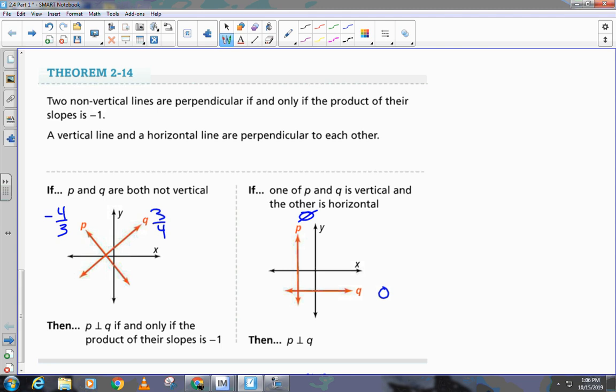So parallel lines have the same slope. Perpendicular lines, the product of their slopes is -1, or you can think of it as opposite reciprocals. Okay, their slopes are opposite reciprocals of each other. So one's positive, one's negative, and one's inverted from the other. Okay.